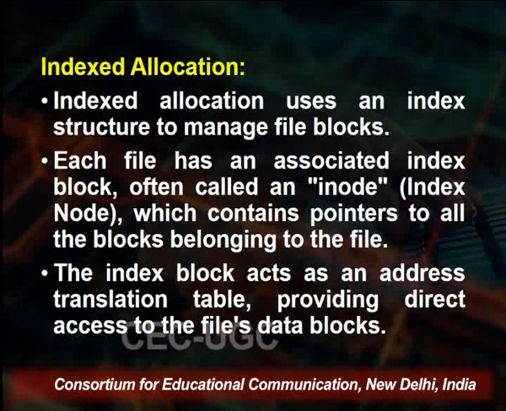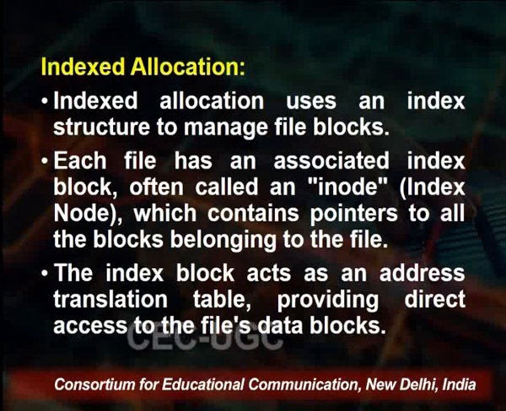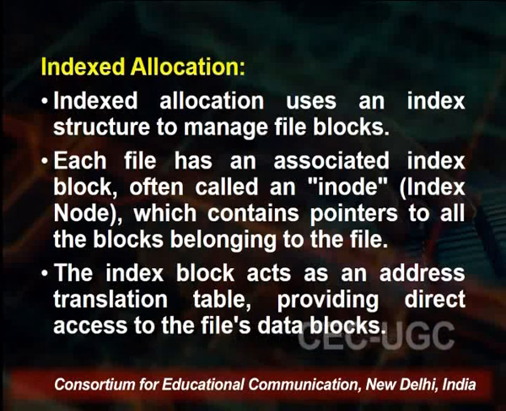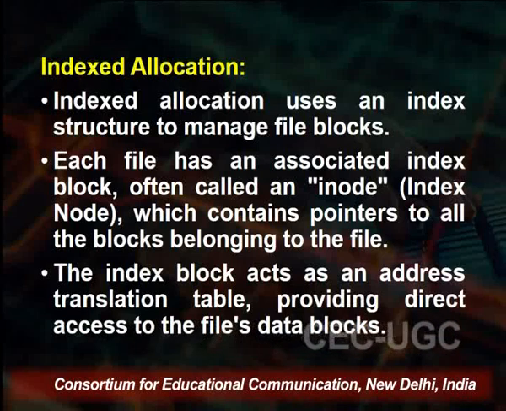Apart from that, if we look at the third strategy, we have seen continuous allocation, and we have also seen linked allocation. Now we are coming to the third allocation method, which is indexed allocation, and indexed allocation basically uses an index structure to manage the file blocks. Here each file has an associated index block, which is generally known as an index node or inode, and this index node has pointers to all the blocks belonging to the file.